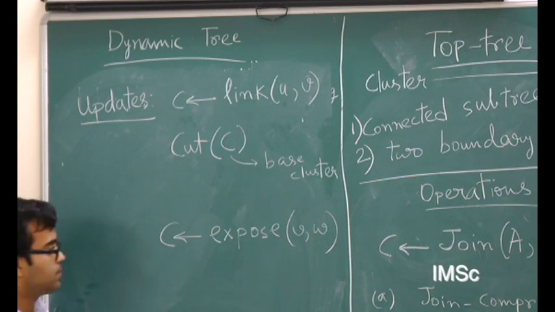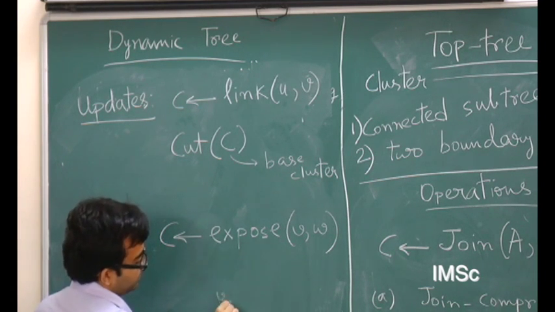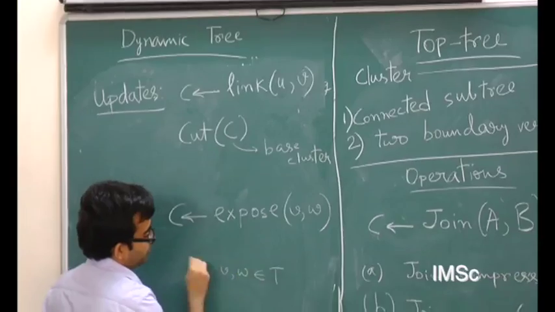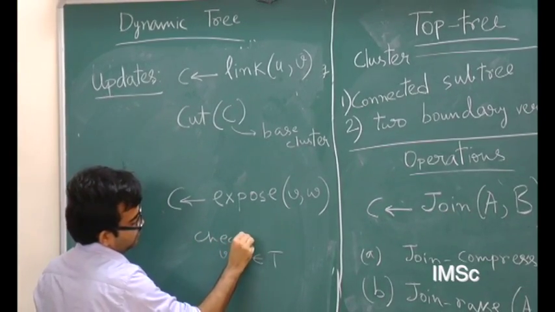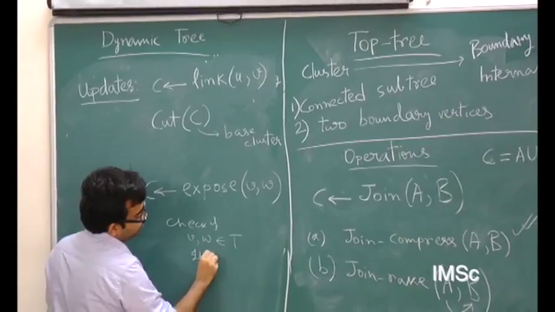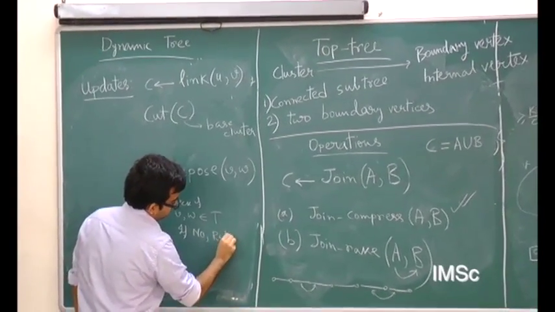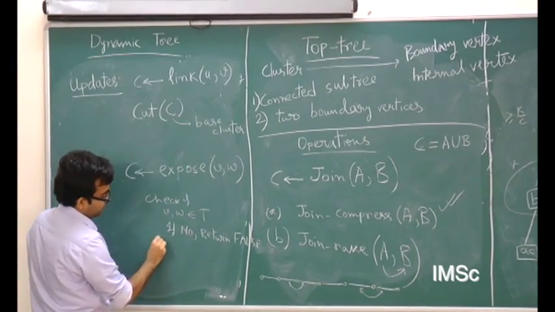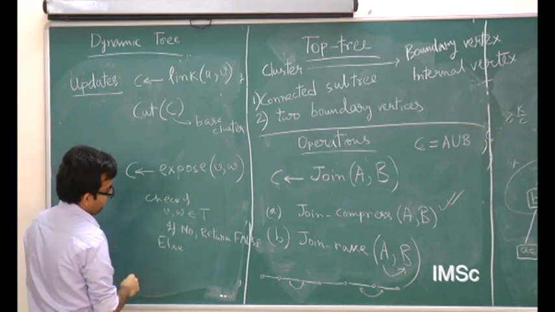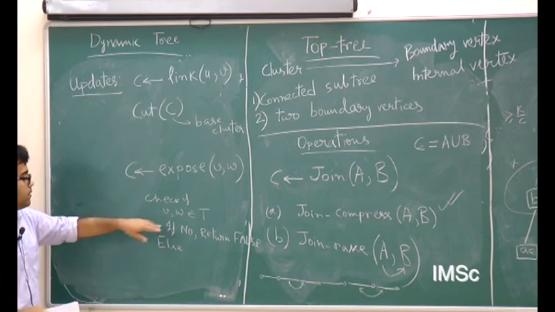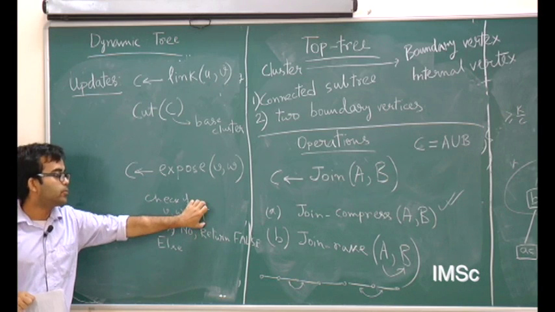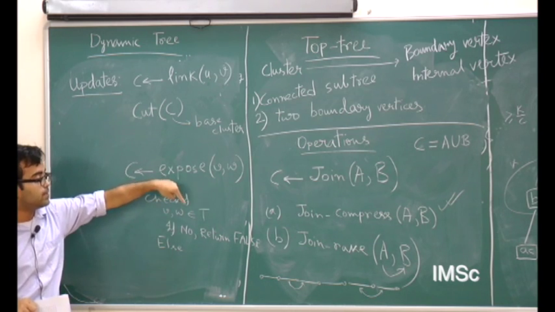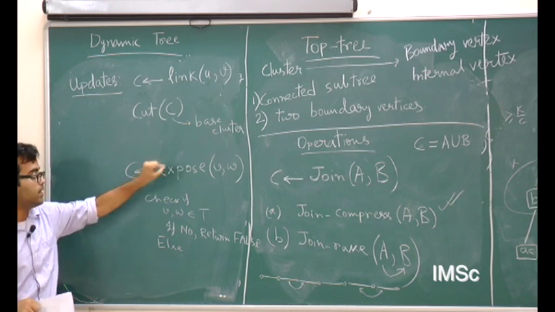What does this mean? Expose V and U, it is assumed, first check if V and U belong to the same tree or not. If no, then return false. Just say that it does not belong to the same tree. Else, ensure that in the top tree for this tree, the root cluster has V and W as its boundary vertices. That's what expose means.